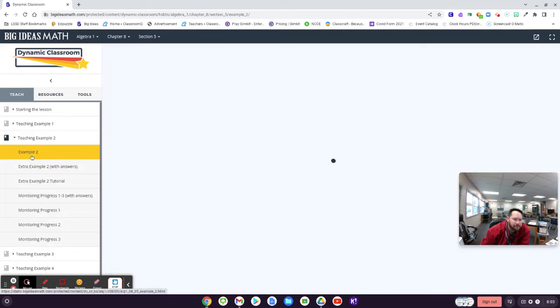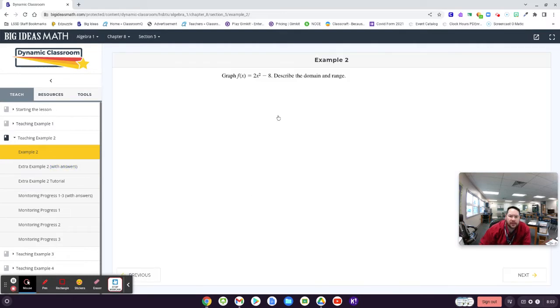Okay, next one. In order to graph this, you need to find the x-intercepts, which you're going to do by factoring. A lot of the problems you're working on for 8.5, you first have to factor so that you can figure out what the x-intercepts are. So go ahead and factor this down. Find the x-intercepts. Good luck.